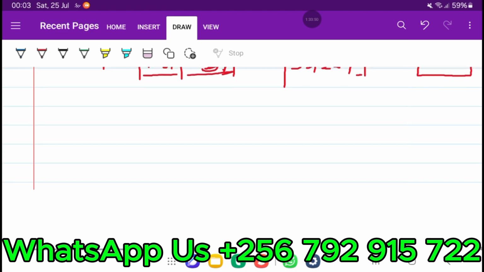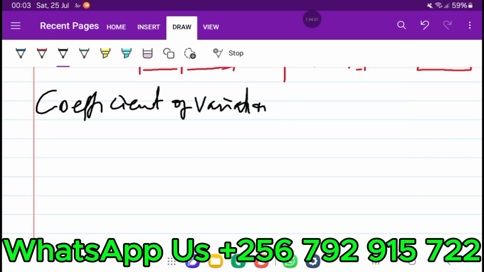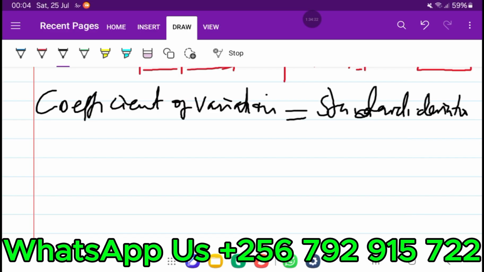So let's finalize with what we were asked. They asked us to get the coefficient of variation, which is the standard deviation over mean times 100. It's a percentage, but you can even leave it as a ratio. It's okay.